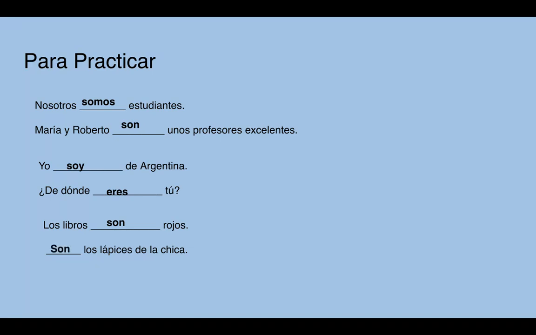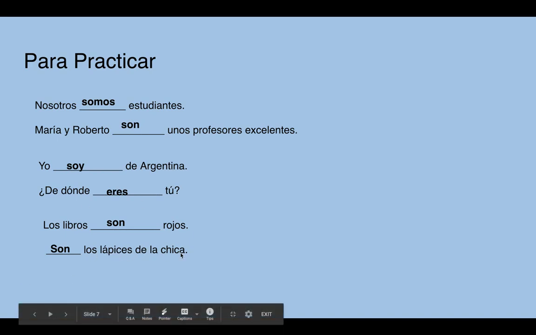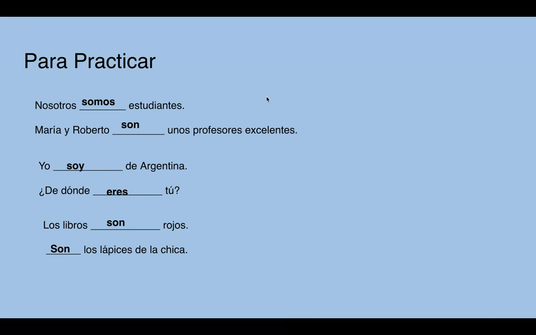Son los lápices de la chica. The pencils are the girl's. Once again, in Spanish, there is no such thing as an apostrophe S, so you have to say the pencils of the girl. So, what are these examples of again? The first two deal with profession and occupation. The middle set deals with origin. And the last two deal with identification and possession.